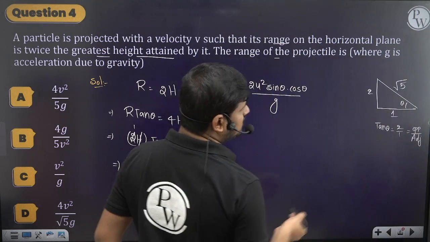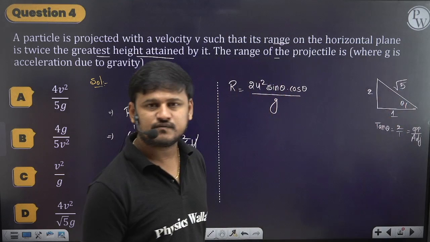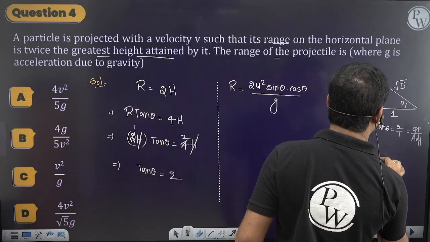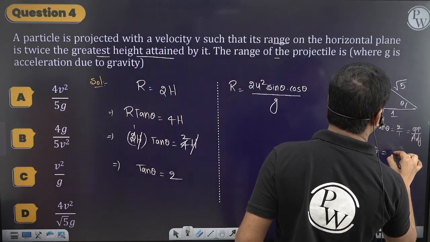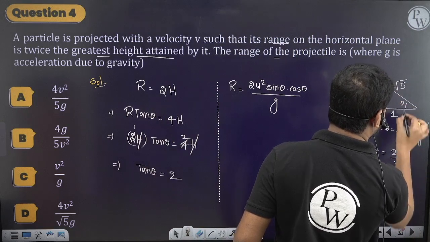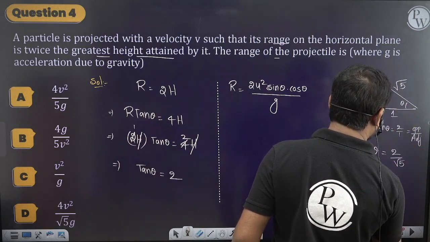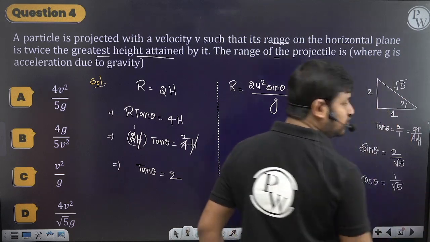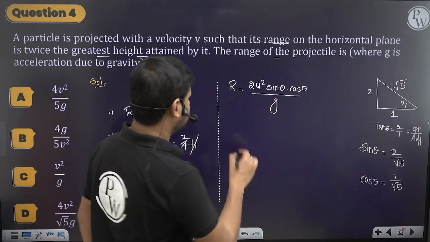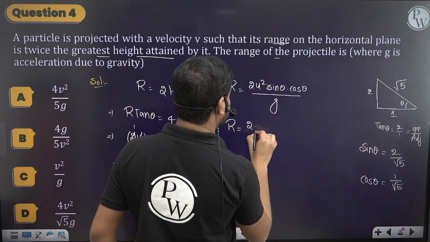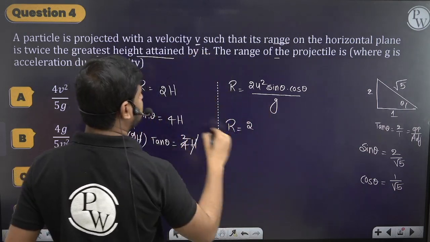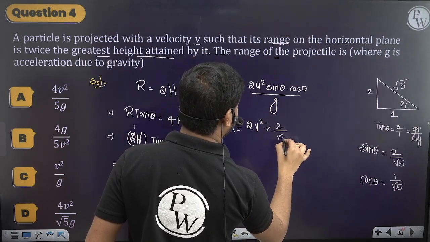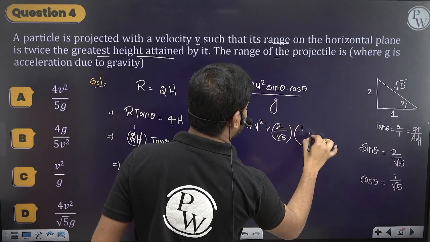So I got the complete sides of the right angle triangle. Then I can say what sin theta is from here. Sin theta is equal to opposite by hypotenuse, so 2 by root 5, and cos theta is equal to adjacent by hypotenuse, which is 1 by root 5. Yes or no? So now R is equal to 2 into, in place of u I am substituting v square, sin theta 2 by root 5, cos theta 1 by root 5.